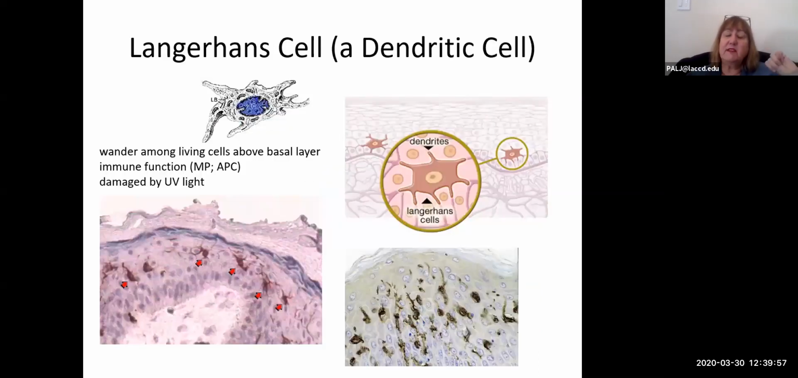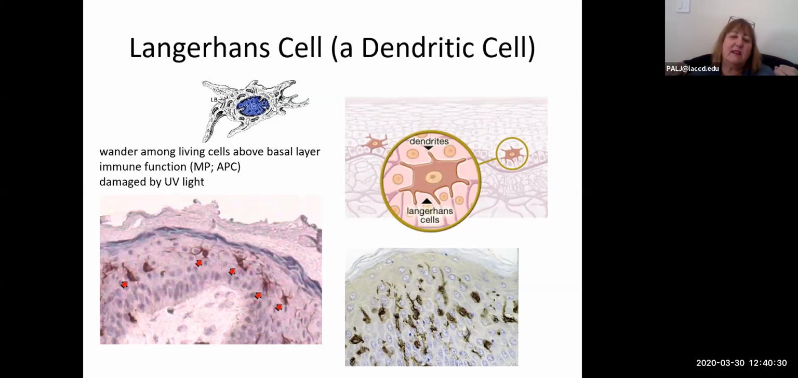The third cell type is called a Langerhans cell. If you're taking further classes in nursing later on, or immunology, you will learn that this is an example of a dendritic cell. But for us, we're just learning the word Langerhans cell. For the Langerhans cell, I want you to envision it like a Roomba vacuum cleaner, cruising around through all the middle layers of the epidermis, where all those cells that are alive are, and just kind of wanders around.